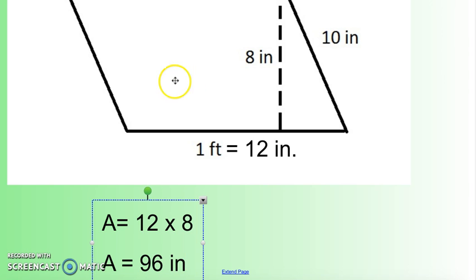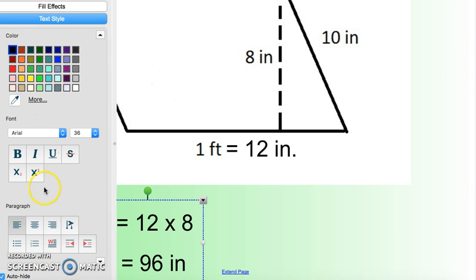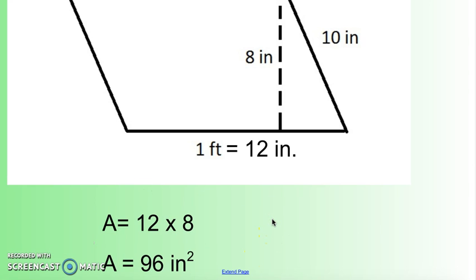And then we're going to label it inches. We are not going to turn it back to feet. And we're going to put squared on it because we're finding the area. Whenever you multiply, again, two units of measurement together, it creates that squared. And so that's why we label it with squared.